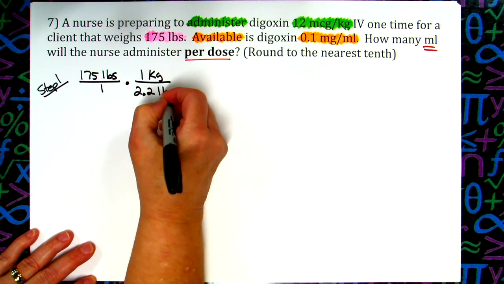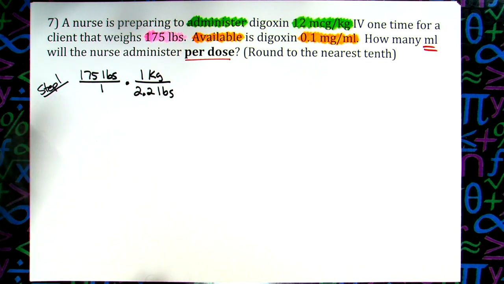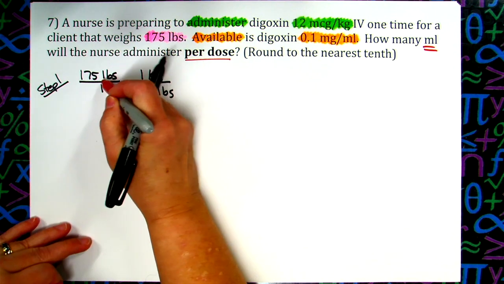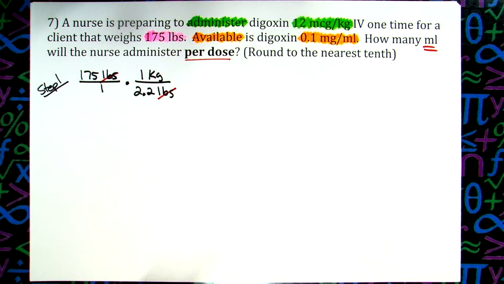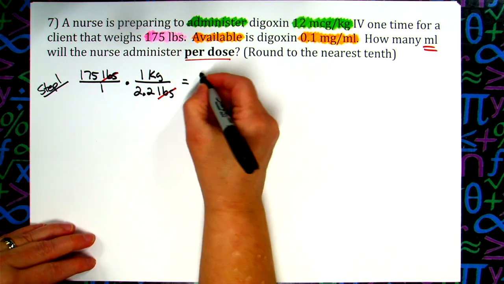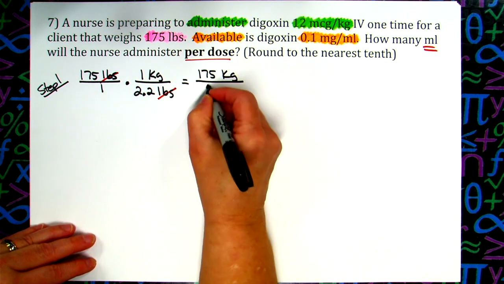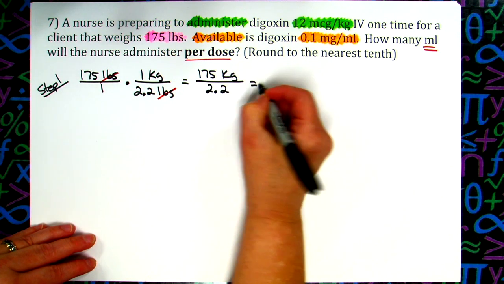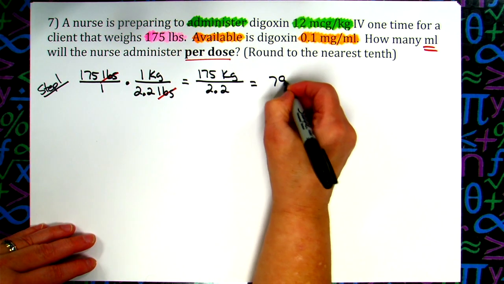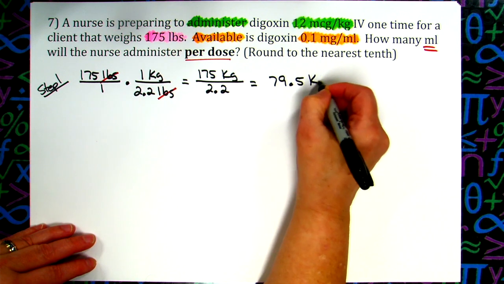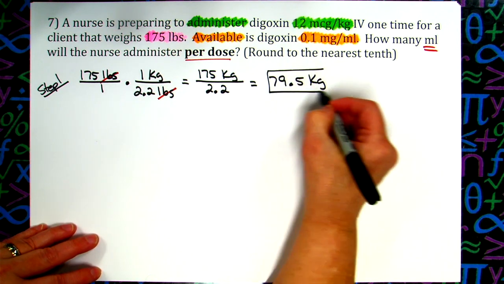I chose to put the 2.2 pounds on the bottom again, because if we're doing this unit analysis, our labels top and bottom have to cross out. It would have been just a simple calculation of 175 divided by that 2.2 to get the final answer. This person then is going to weigh 79.5 kilograms. Okay, so we will use that.